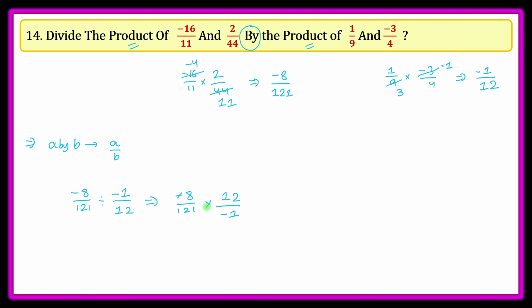Now I can cancel the minus signs. So I will have 8 into 12, that is 96 upon 121. And no common factors can be cut here, so this will be the final answer. The 15th question is similar to the 14th question. I'm not going to solve it, and the 16th question is just fill in the blanks, that is very easy.